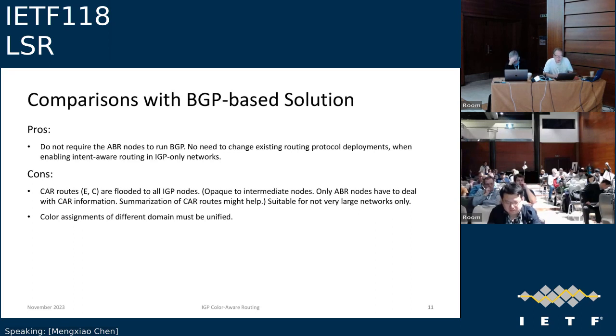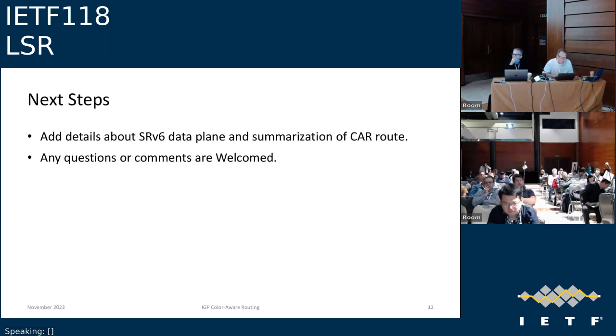IGP CAR is suitable for not very large networks. Another disadvantage is that color assignments in different domains must be unified. Next step, we will add more details about the SRv6 data plane and the summarization of CAR routes. Any questions or comments are welcome. Thank you.